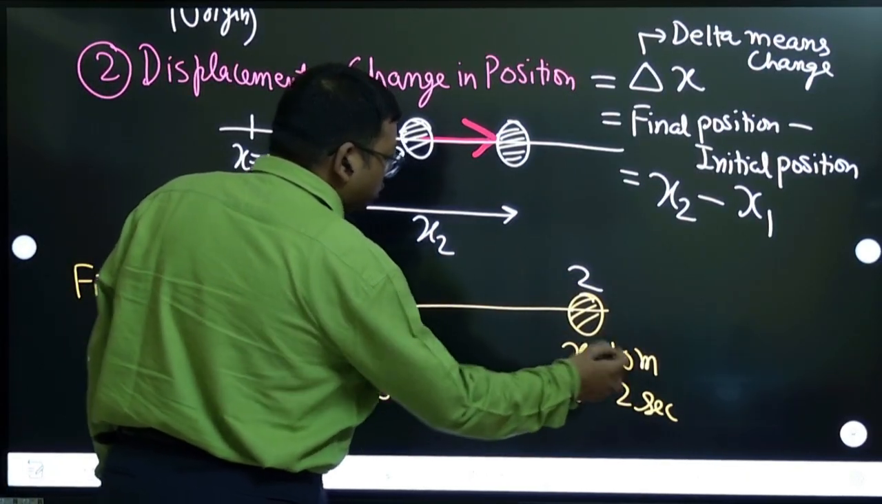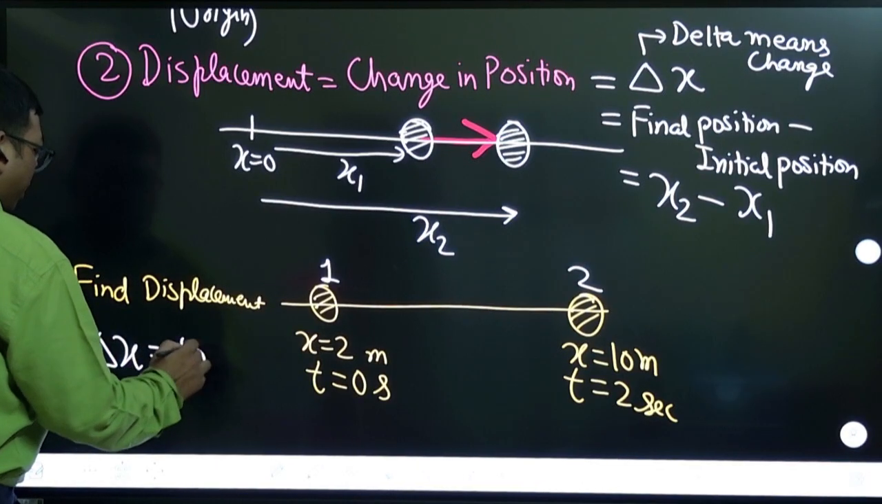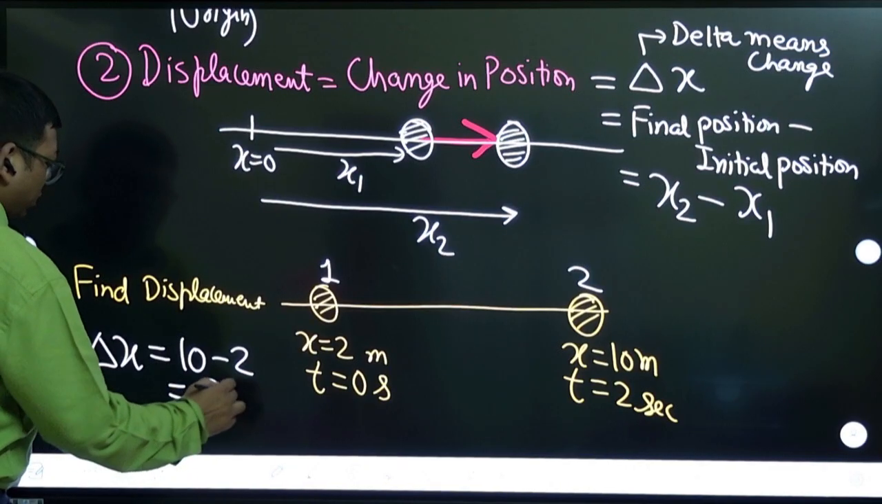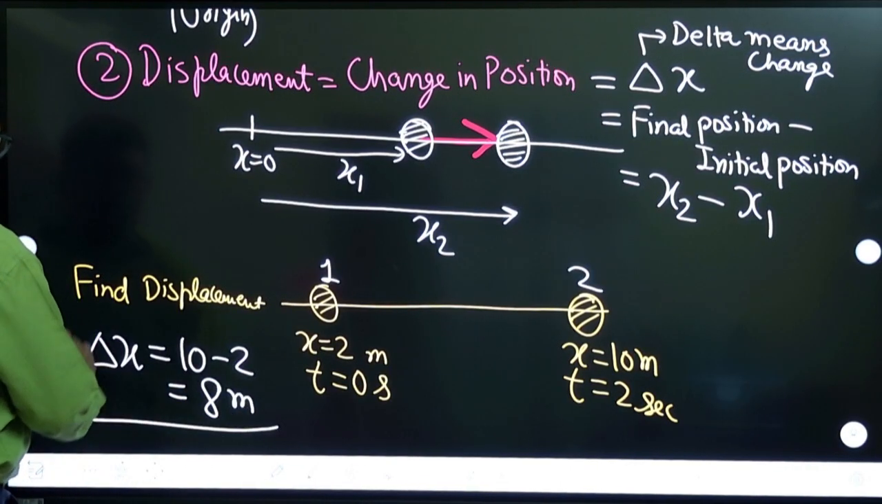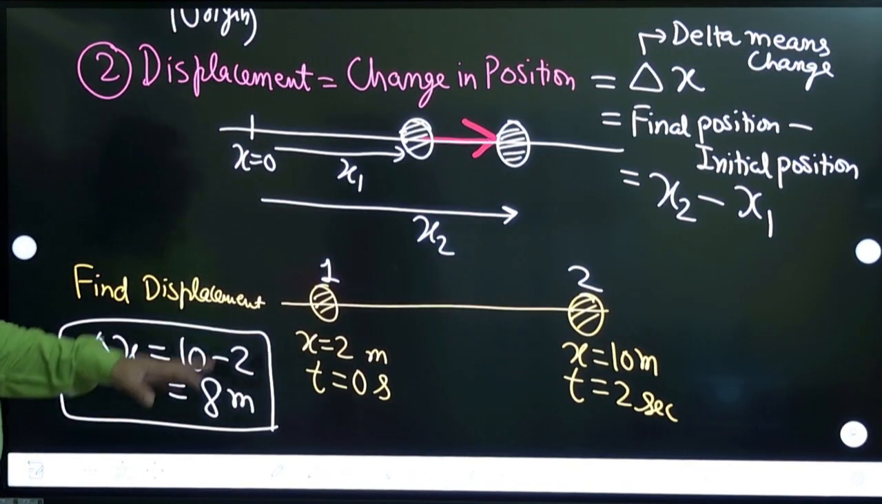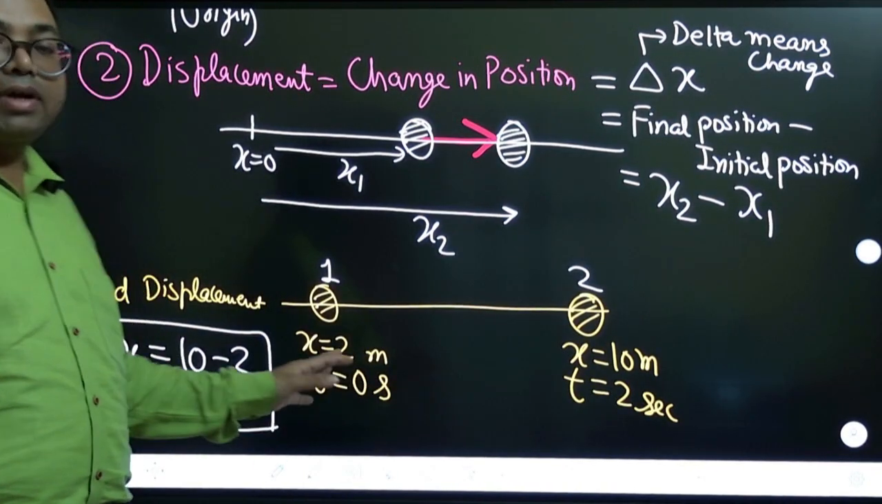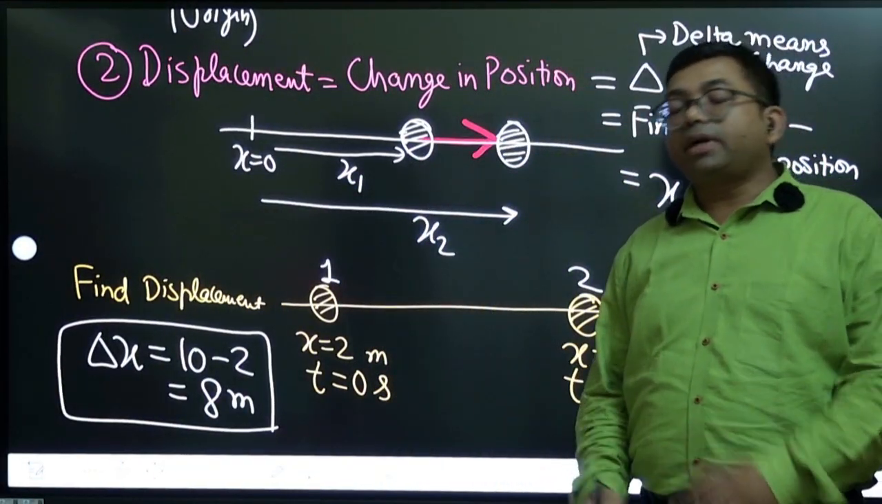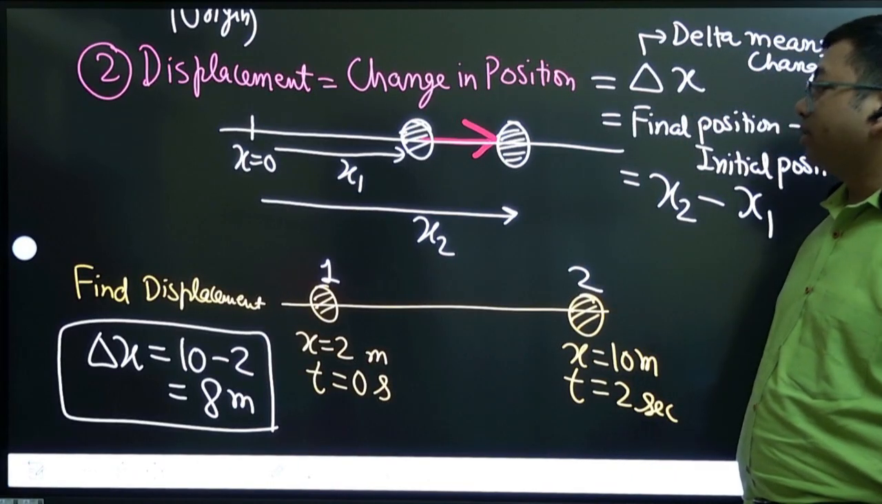So final position is 10, 10 minus initial position 2, 10 minus 2, 8 meter. This is called displacement. Okay, very easy. You have to just subtract final minus initial. When you subtract that, that is called displacement. Okay, done. So this is it.